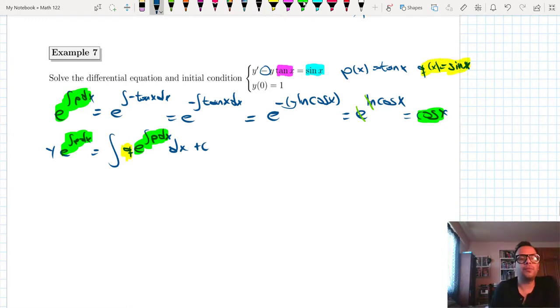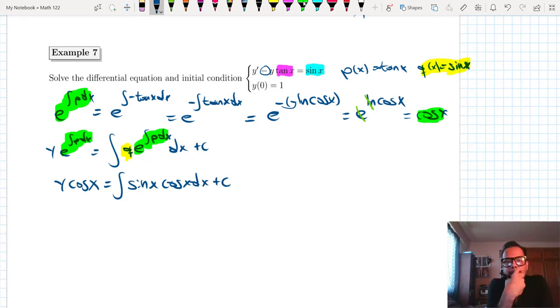So let's just replace: y cosine of x equals the integral of q, which is sine of x, times e to the integral of p dx, which is cosine x dx, plus c. Okay, now how are we going to evaluate the integral that we have on the right hand side?